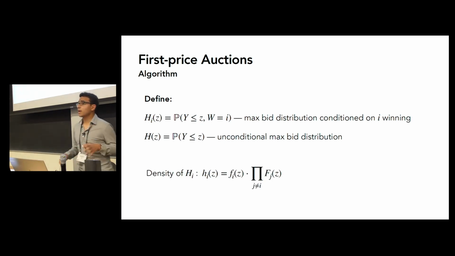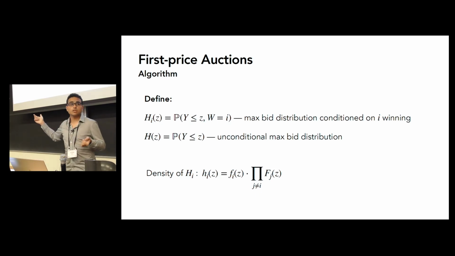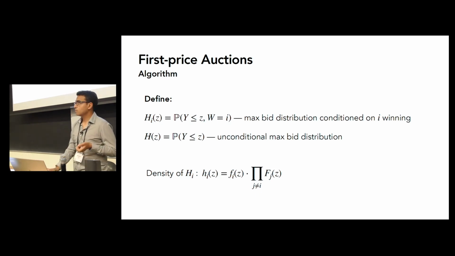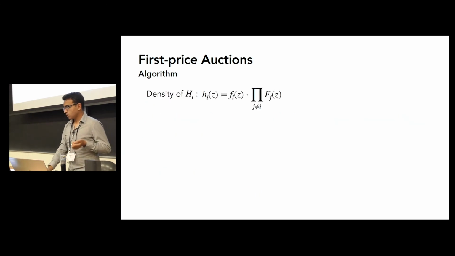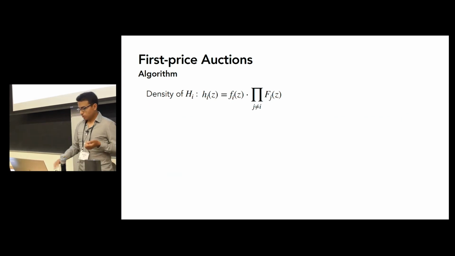Cool. So we'll start by writing down the density of H sub I. So this is, again, the density that the winning bid is going to be Z. Basically we need I to bid Z, and then we need the rest of the bidders to bid less than Z. So this is going to look like the density lowercase f sub I at Z times the CDF of the rest of the bidders that aren't I. OK, so that's our starting point.